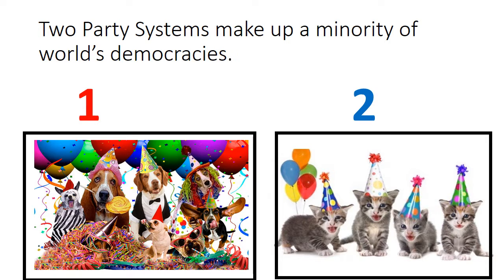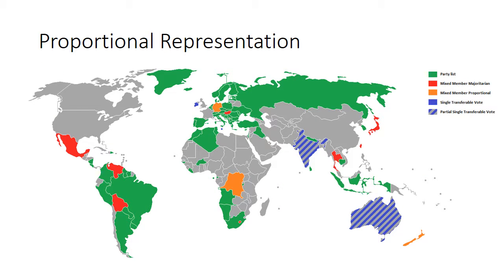Although we take the two-party system for granted in the United States, two parties are actually the exception in democracies around the world. The system of proportional representation, which all the countries colored on this map in some form have, tends to lead to a multi-party system.